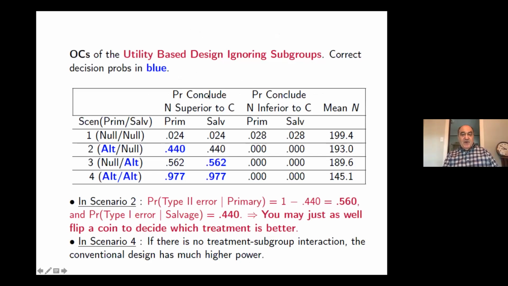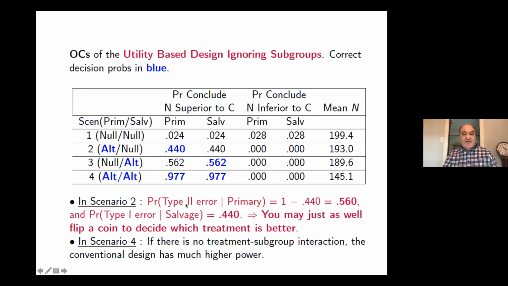Here's the case where we're going to use the design that ignores subgroups. So here's the design that somebody would use if they didn't distinguish between primary and salvage patients. And you see that you get a higher power figure. That's the price you pay. But look at scenario 2. Let's look at what these values mean.